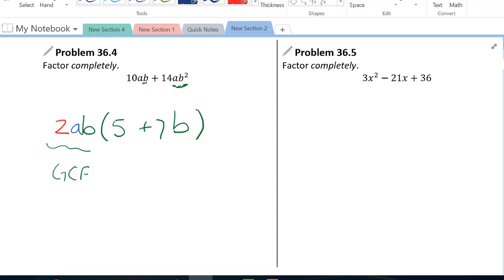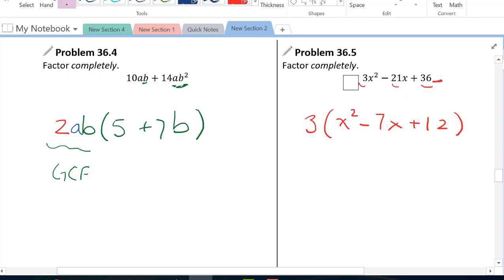Okay, so let's look at the next one. So the next one, we're going to look at 3, 21, 36. What number can I factor out from all 3 of them? I can pull out 3, right? 3 goes into all of them. And I can't pull out any x's because this last one doesn't have an x. So I can't pull out any x's. So that's it. I can only pull out 3. So if I pull out 3, I'm going to get x squared minus 7x plus 12, right? Remember, I'm dividing them all.